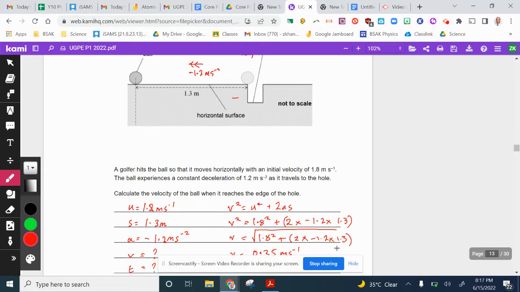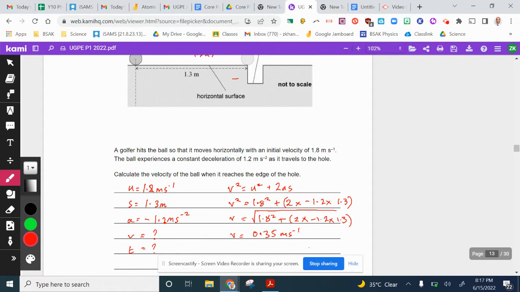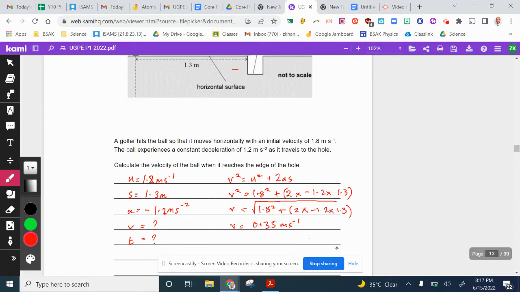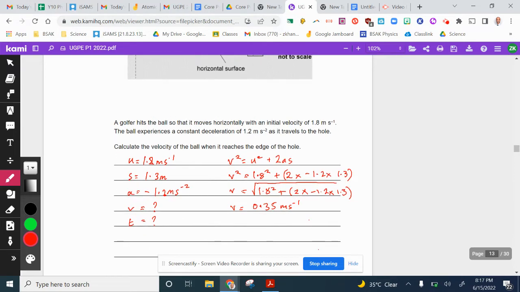So the formula is v squared equals u squared plus 2as, 1.8 squared plus 2 times minus 1.2 times 1.3, and root all that to find v, and we find a speed which is less than what we started with, which makes sense because it's decelerating, and it's 0.35 meters per second.